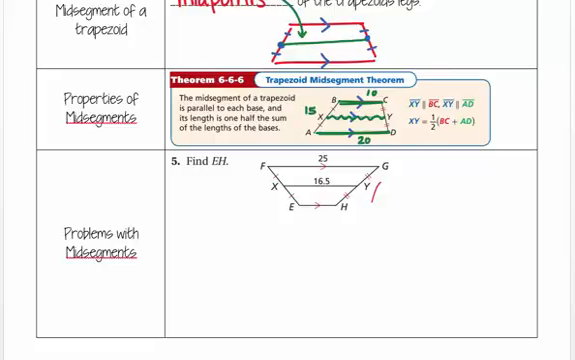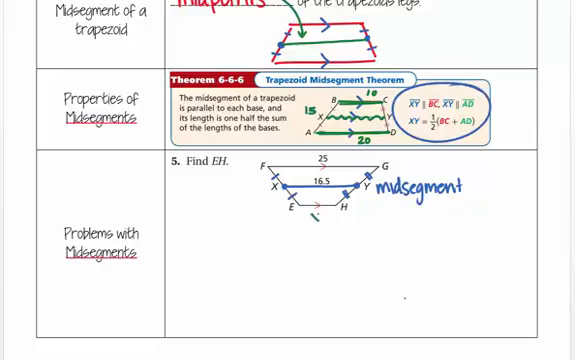So let's try this problem. First, notice what we have going on. The fact that it gives us these little slashes right here tells us that X is the midpoint of FE. These double slashes over here tell us that Y is the midpoint of HG. So that makes XY the mid-segment. Once I know this is the mid-segment, then I can say that these two things up here are true.